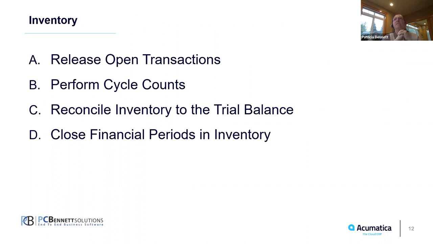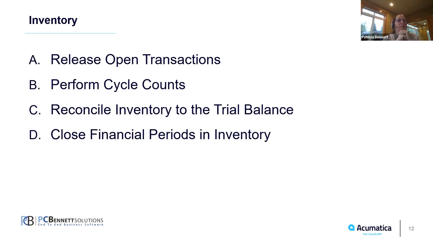We're going to start with inventory. So once you're done creating all the transactions for, let's say right now we're in January, for December, all the invoices that you're going to invoice for the month of December, then the first thing you want to close is inventory. So first of all, make sure that all the open transactions have been released. In the case of inventory, you probably want to do a cycle count, or depending on what your processes are, you want to do some kind of count.